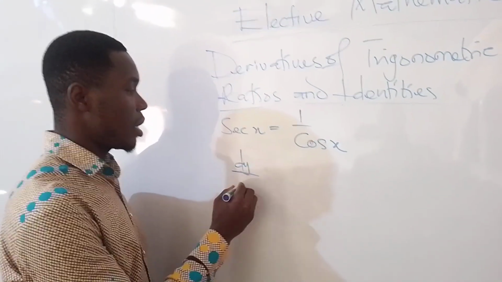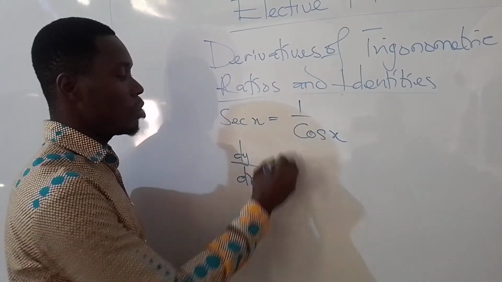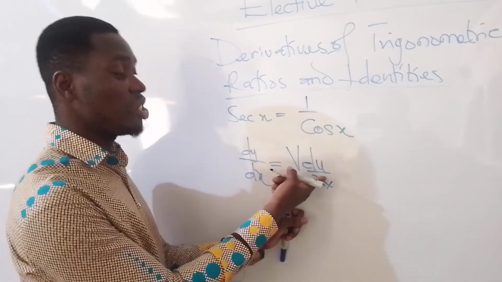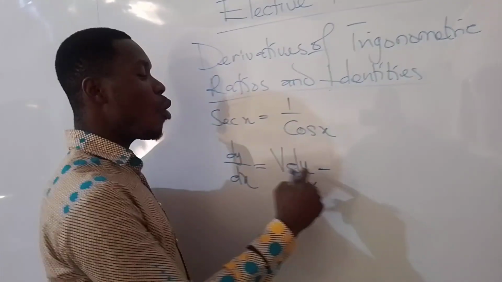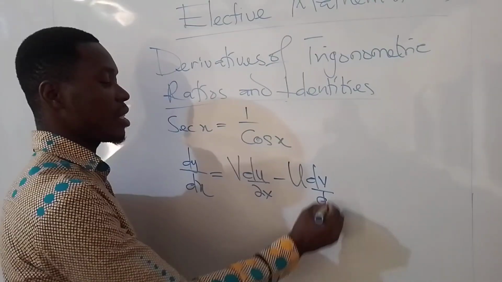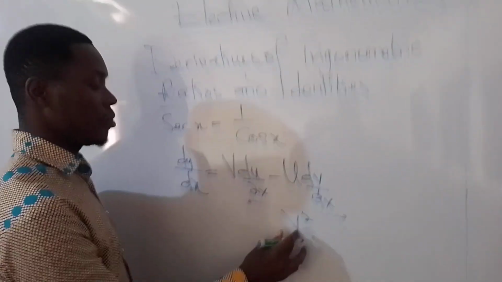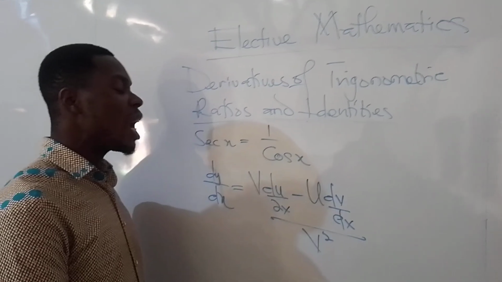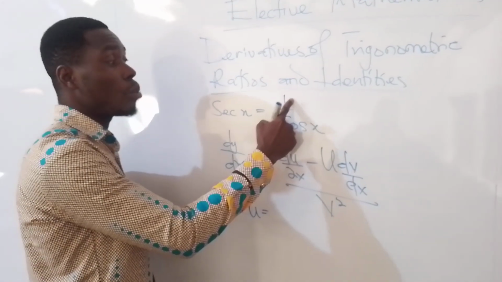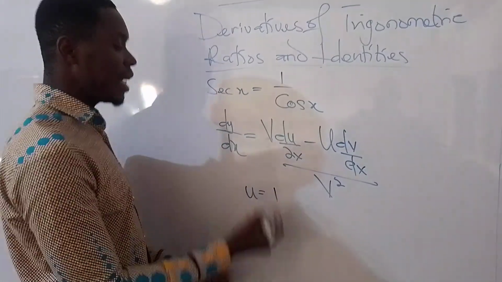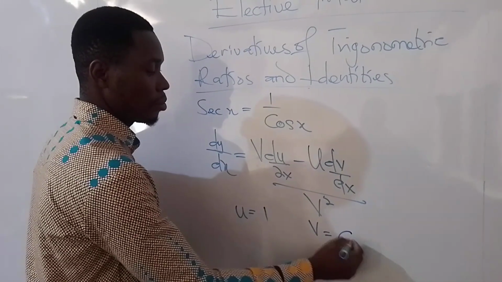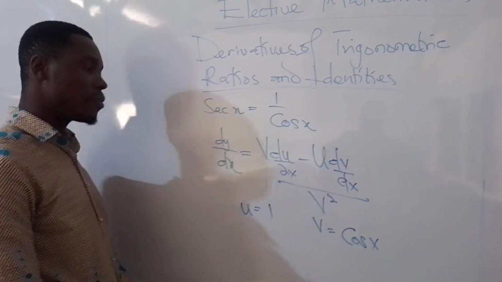The quotient rule says that dy over dx should be equal to v du over dx, meaning that we are holding v and differentiating u, minus, we will now hold u and differentiate v, so we have u dv over dx, all divided by what? v squared. So we will now let our u be equal to the top, which is the numerator, which is 1. Then our v should be equal to the denominator, which is cos x. I hope you are following.